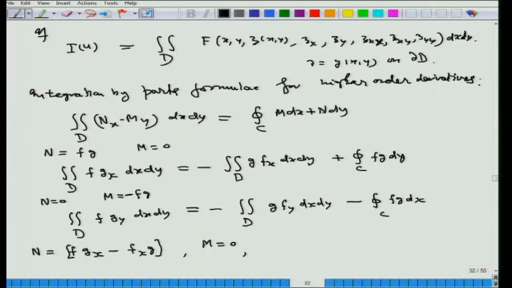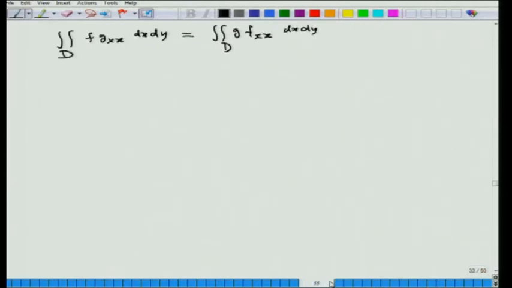So, n dy plus this f g x minus f x g here dy. So, this is a second order integration by parts formula, where this x derivative is shifted onto f here.